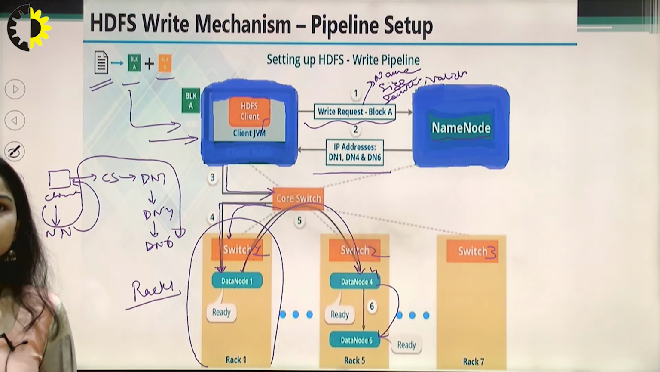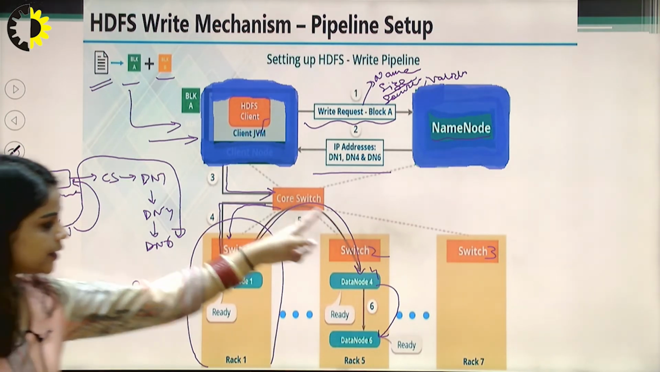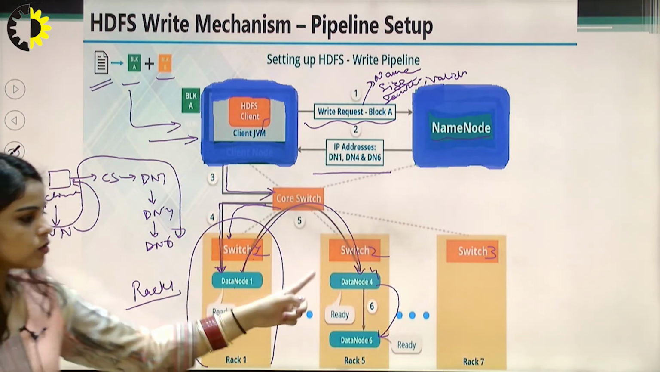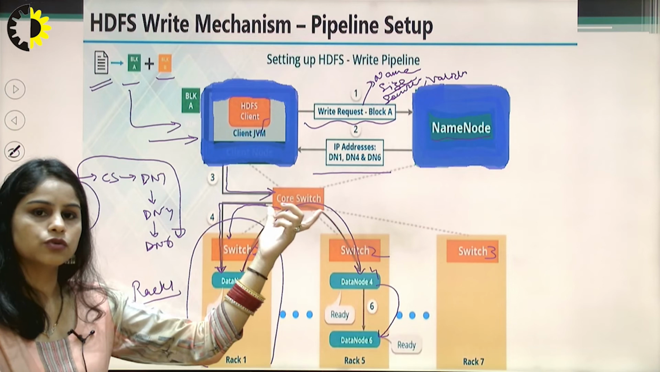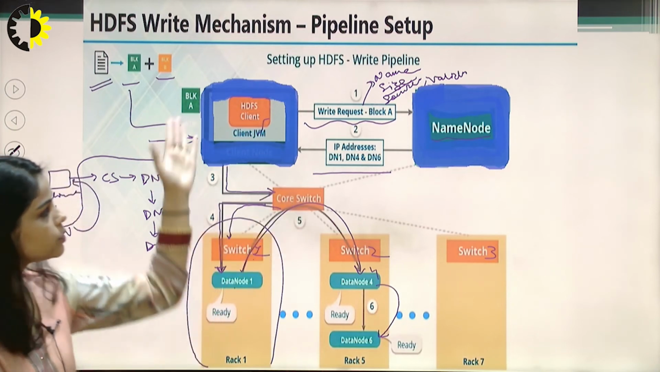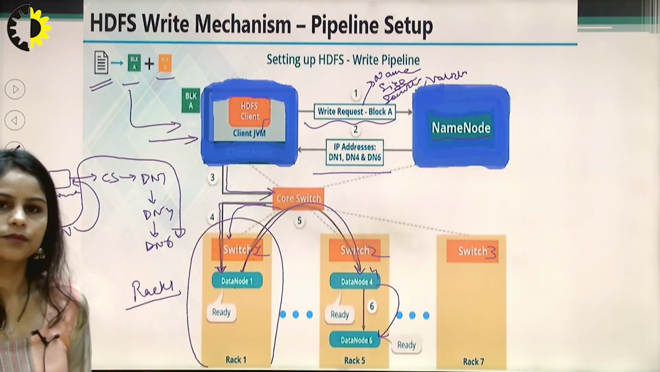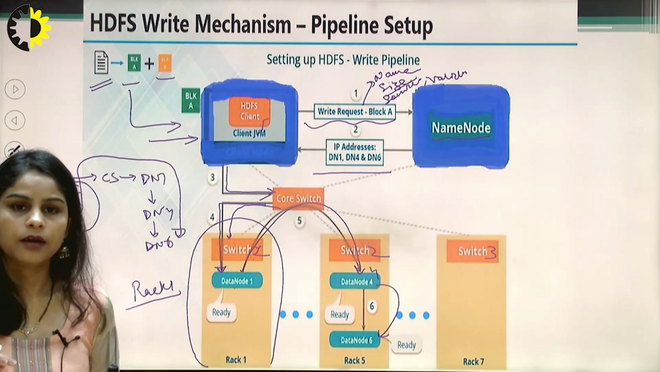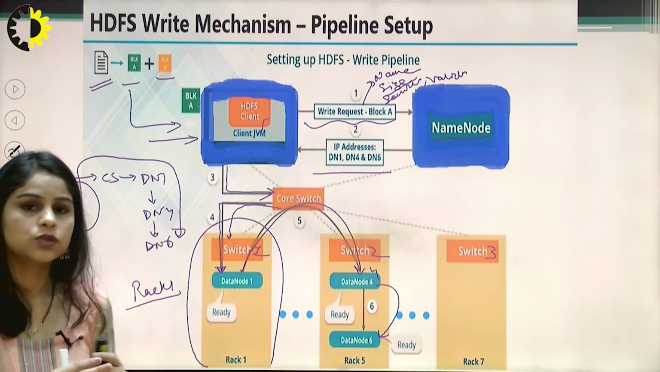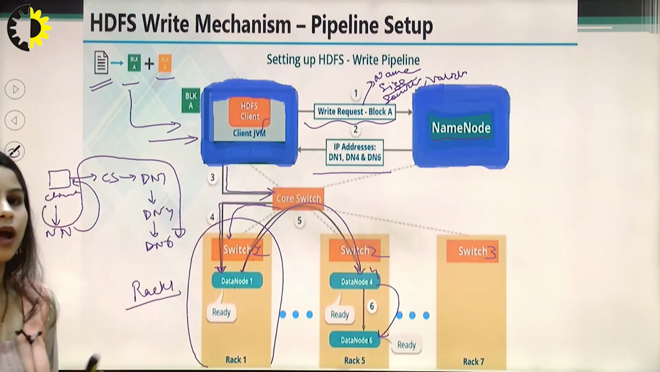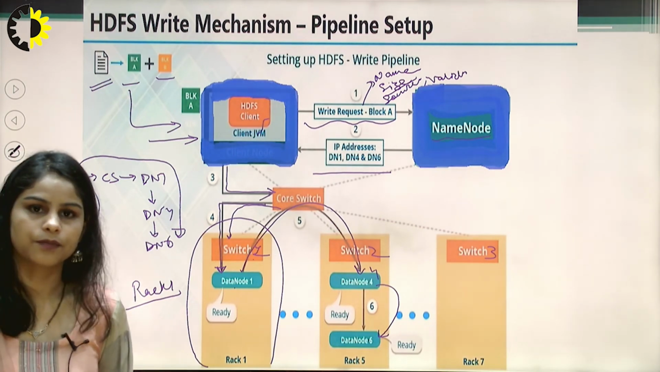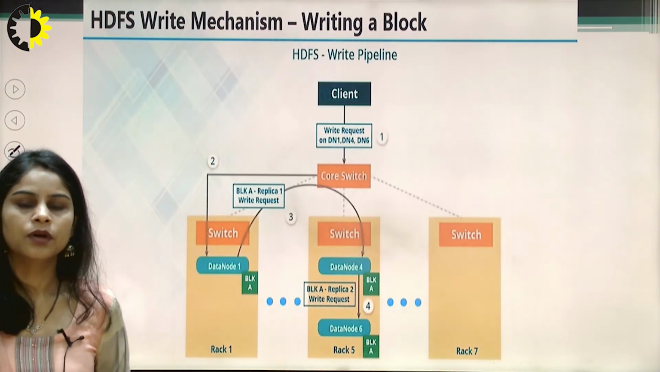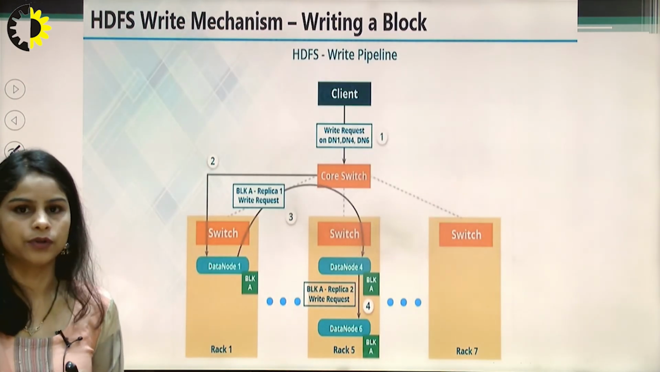The process of writing will not start until all the data nodes have agreed on writing. As soon as all the data nodes agree on writing, the switch will pass the control to core switch and the core switch will again go back to the client to send an acknowledgement that all the data nodes are ready to start writing. And as soon as this acknowledgement has been received by the client, we can start writing. Right? So after setting up the entire pipeline for writing, we can start writing a block onto the HDFS.